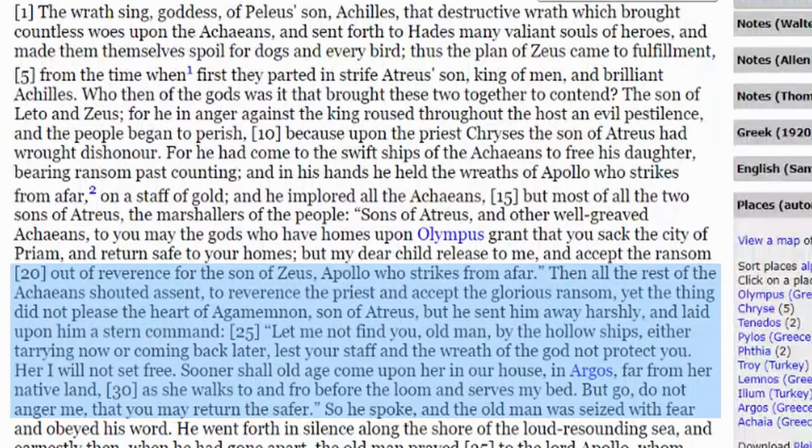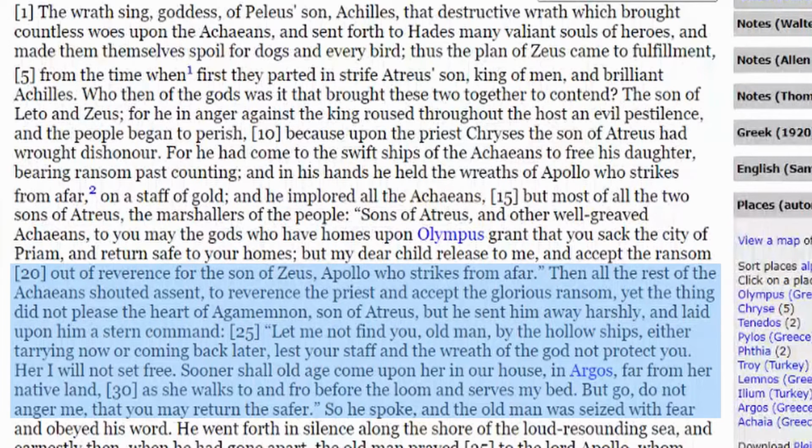And in fact, as Homer depicts it, this is a popular proposal. All the rest of the Achaeans shouted assent, he says, to reverence the priest and accept the glorious ransom. So it's not dishonoring to give up the daughter, which is a trophy from battle. It's not dishonor because the ransom you're receiving is quite glorious. He's offering a lot of money. So it's an even trade. It's fair. And everybody else sees it as fair.